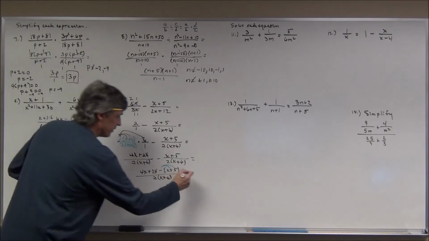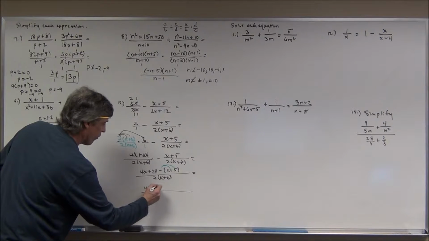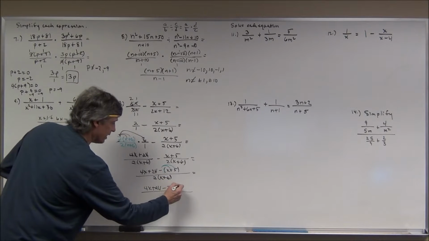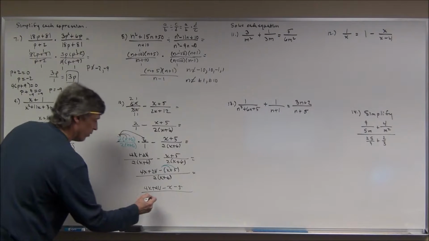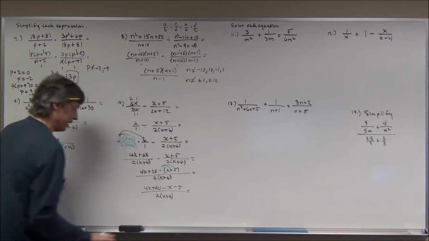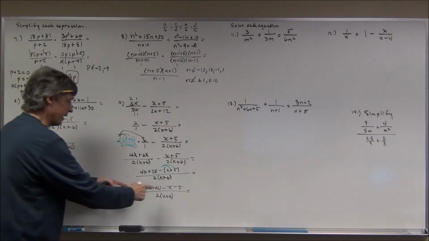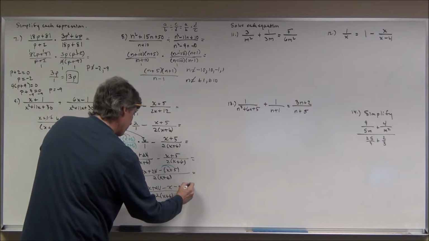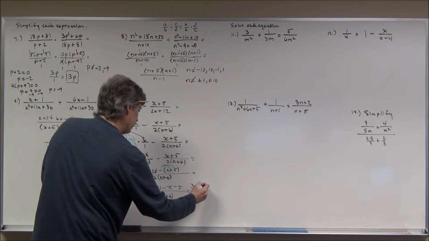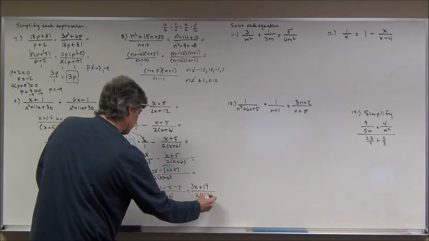So up top, I have 4x plus 24 minus x minus 5. It's like distributing by negative 1. That's all over 2 times the quantity x plus 6. Now, if I'm lucky, it simplifies a little bit, and I can see it simplifies by combining like terms. I get 3x, looks like plus 19, that's not going to factor, all over 2 times the quantity x plus 6.